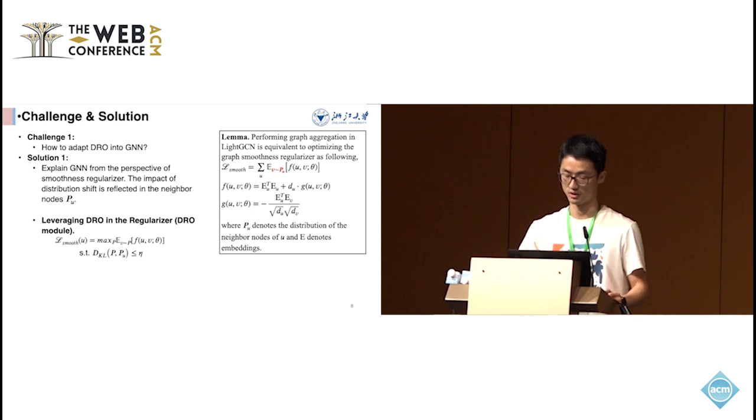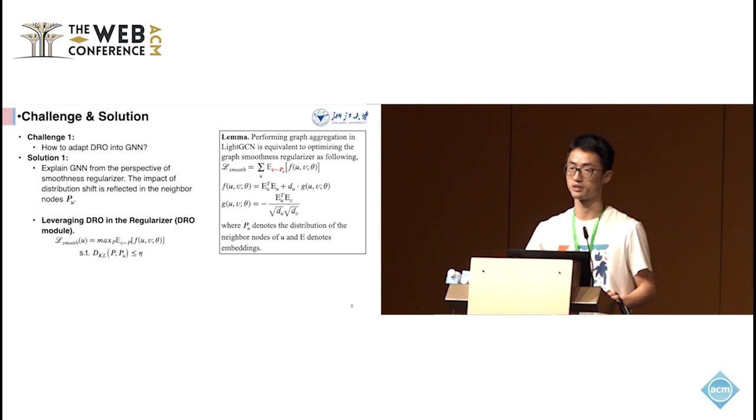can be tackled. The lemma on the right established the equivalence between the graph aggregation in LightGCN and the smoothness regularizer. This inspires us that the impact of distribution shift on graph-based models is manifested in the shift of neighbor node distributions. Therefore, we then consider leveraging KL-based DRO in the regularizer, which can be formalized as the following formula.